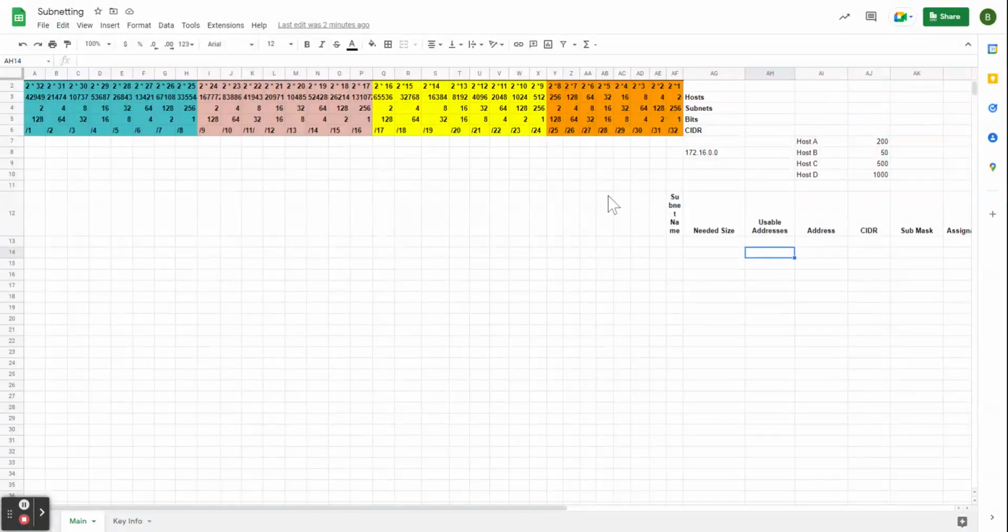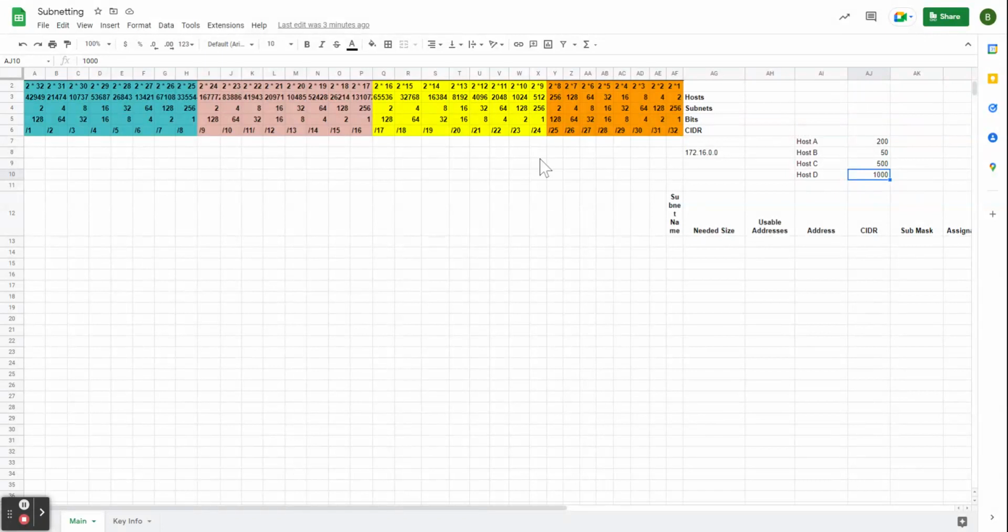The reason for variable length subnetting is there are different requirements per network, so it's not all the same. For example, in this question, this is the IP address we're given by the ISP, 172.16.0.0, class B, and we're creating 4 subnets with different requirements. We need 200 hosts on A, 50 on B, 500 on C, and 1,000 on D. The strategy is you always start with your highest amount of hosts.